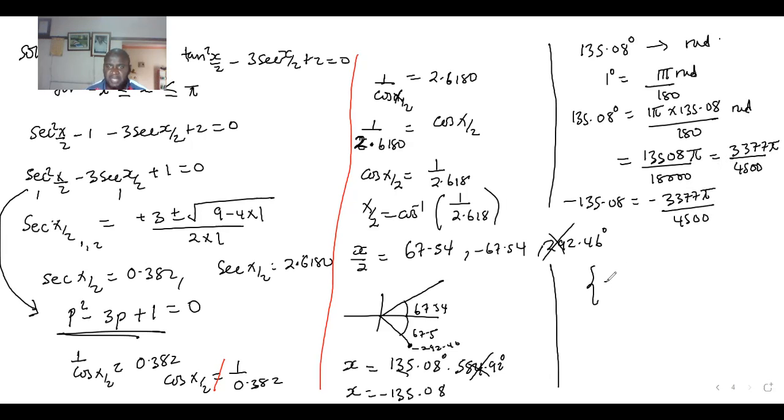So the solution set becomes negative 3377 out of 4500 pi, comma, 3377 out of 4500 pi. Some people would write plus or minus. Okay. So the idea was here that if the question is set and the range is in terms of pi, then get the solution in terms of what? In terms of pi. Time is overflying. Take a screenshot.